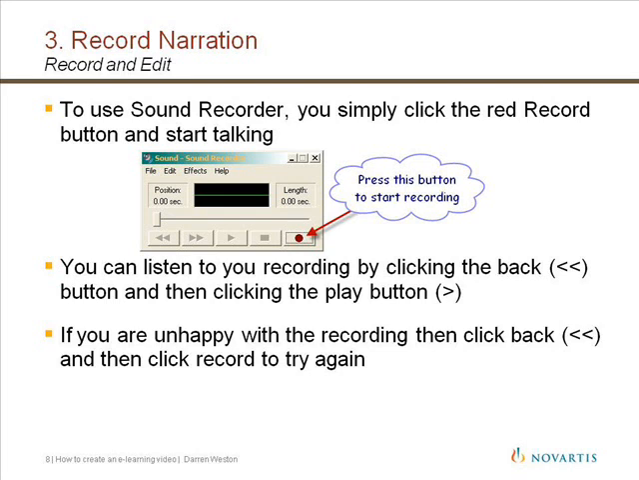You can review your recording by clicking the back button and then clicking play, and if you're unhappy with the recording then you can click back and then click record to try again. There are many other features within Sound Recorder. For example, you can adjust the volume. If you make mistakes when recording the audio, you can press the stop, and then under Edit there are options such as delete after the current position or delete before the current position. So there are a variety of options to actually edit the audio that you've created, but overall I think you'll find that it's fairly straightforward.